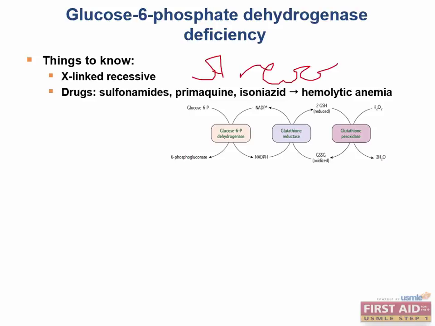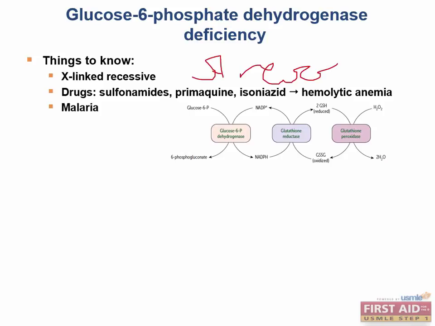On test day, make sure you focus on the information provided. If the question depicts a black individual who is taking a new medicine and develops hemolytic anemia, you should immediately think of G6PD deficiency. With so many negative side effects with G6PD deficiency, are there any positives to having this disease?